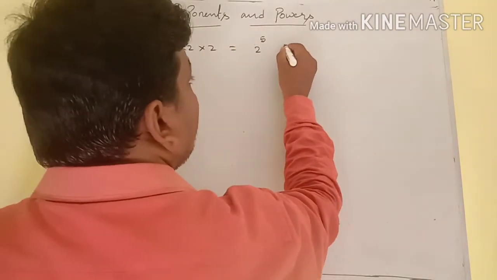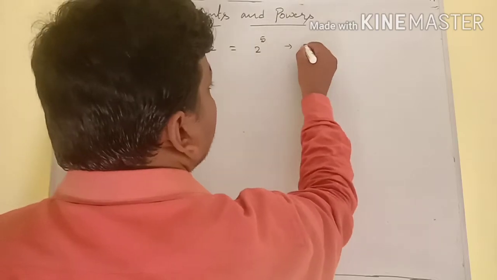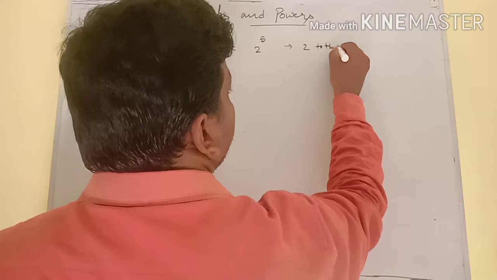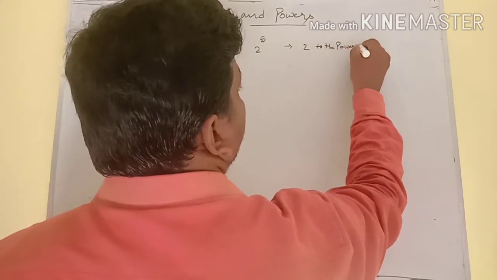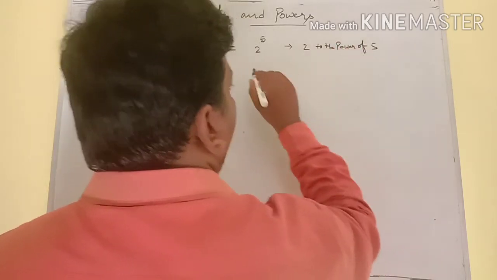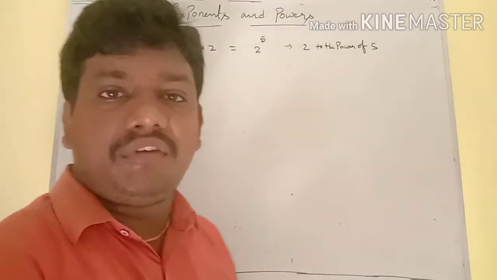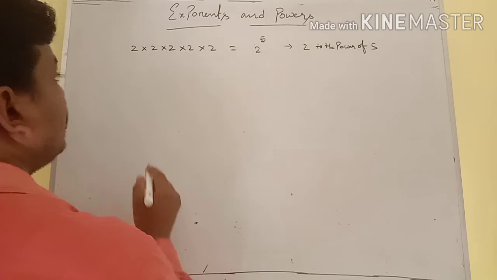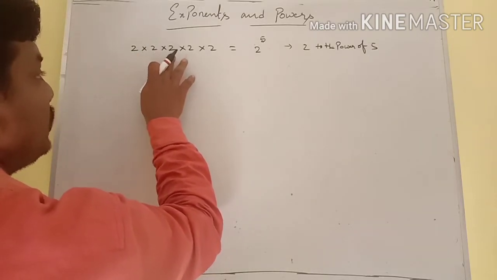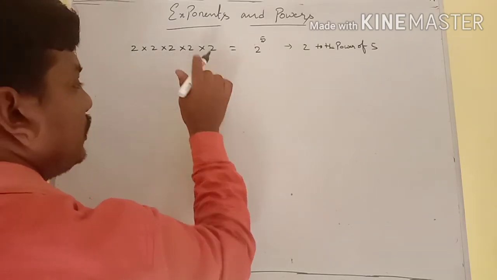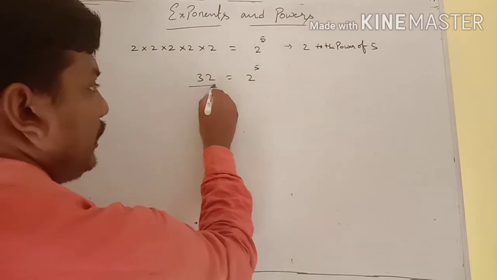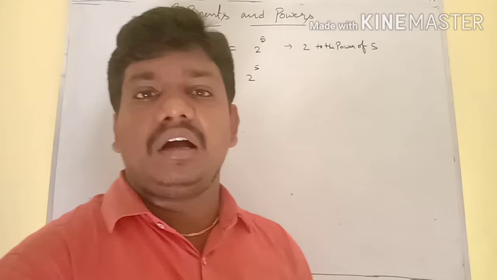This can be read as 2 to the power of 5, or 2 is raised to the power of 5. So what is the value? 2 2s are 4, 4 2s are 8, 8 2s are 16, 16 2s are 32. So 32 can be written as 2 power 5. That means 32 can be represented in the form of 2 power 5.